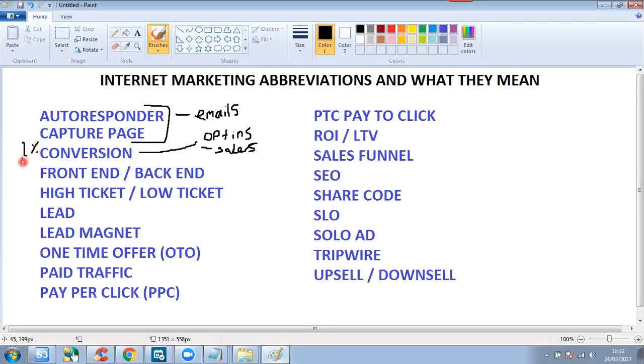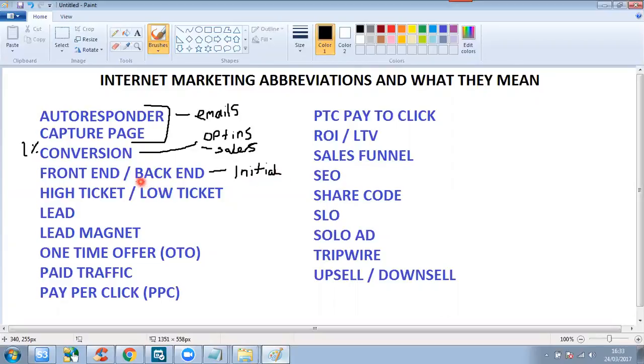Now, the next two are front end and back end. A front end sale, if you imagine you go into a restaurant and you buy a meal the first time you go in that restaurant, that would be called a front end sale. So this is an initial sale straight away. You get a customer straight away. The first time they've ever seen your business, your product, or your offer, they buy. Then that is what's called a front end sale.